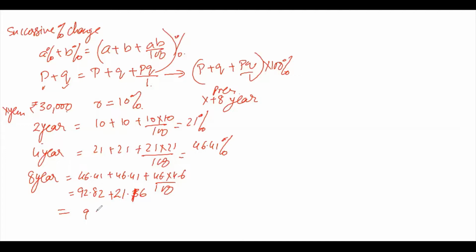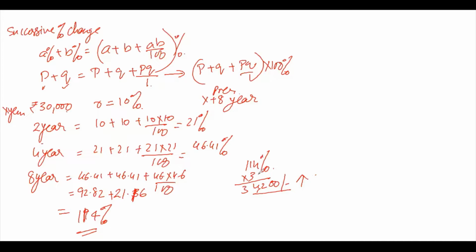That is 94 plus 20, which is 114% increment. So a man who was getting 30,000 rupees salary 8 years back has got an increment of 114%. So I'll multiply it by 114, so 34,200 will be the increment in the salary.